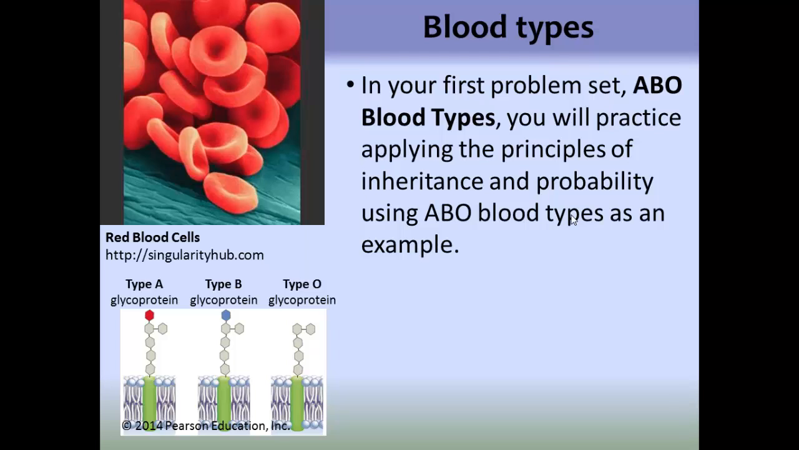In your first problem set, you're going to practice applying the principles of inheritance and probability using these ABO blood types and the alleles that code for the different types of enzymes as an example.